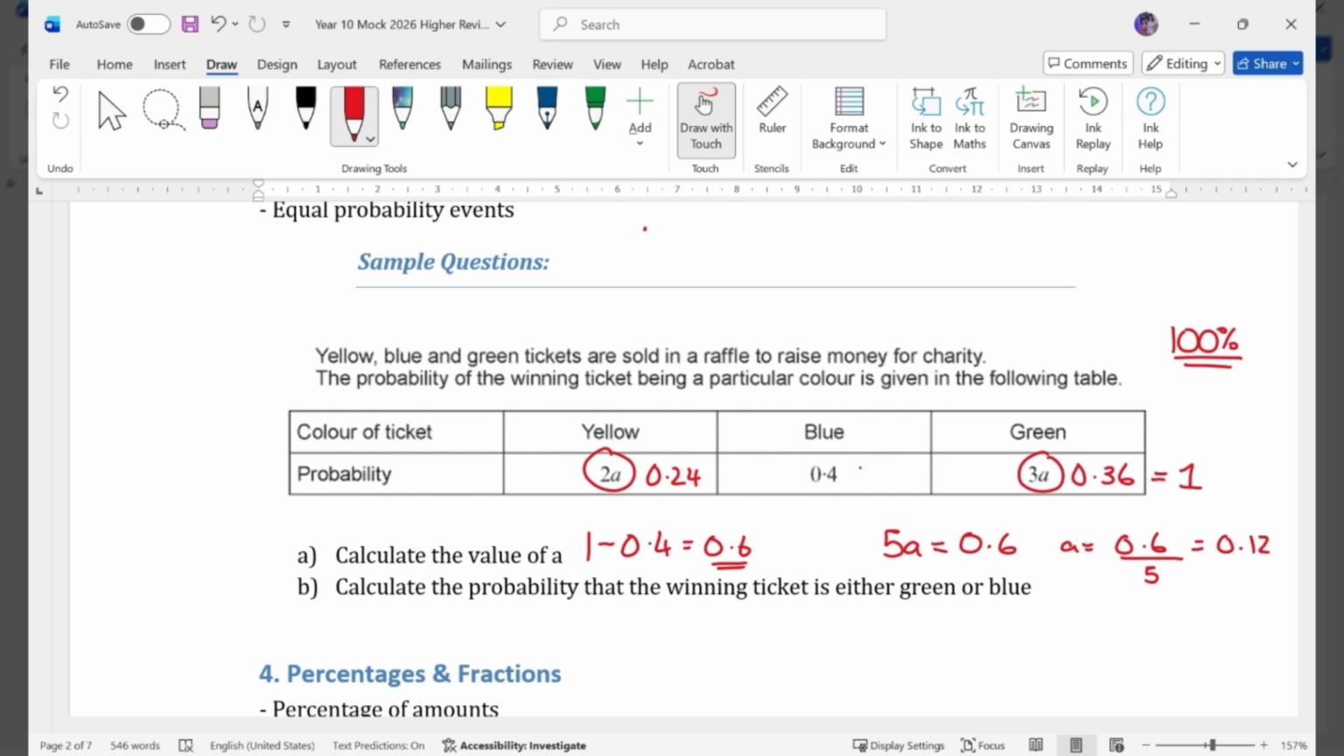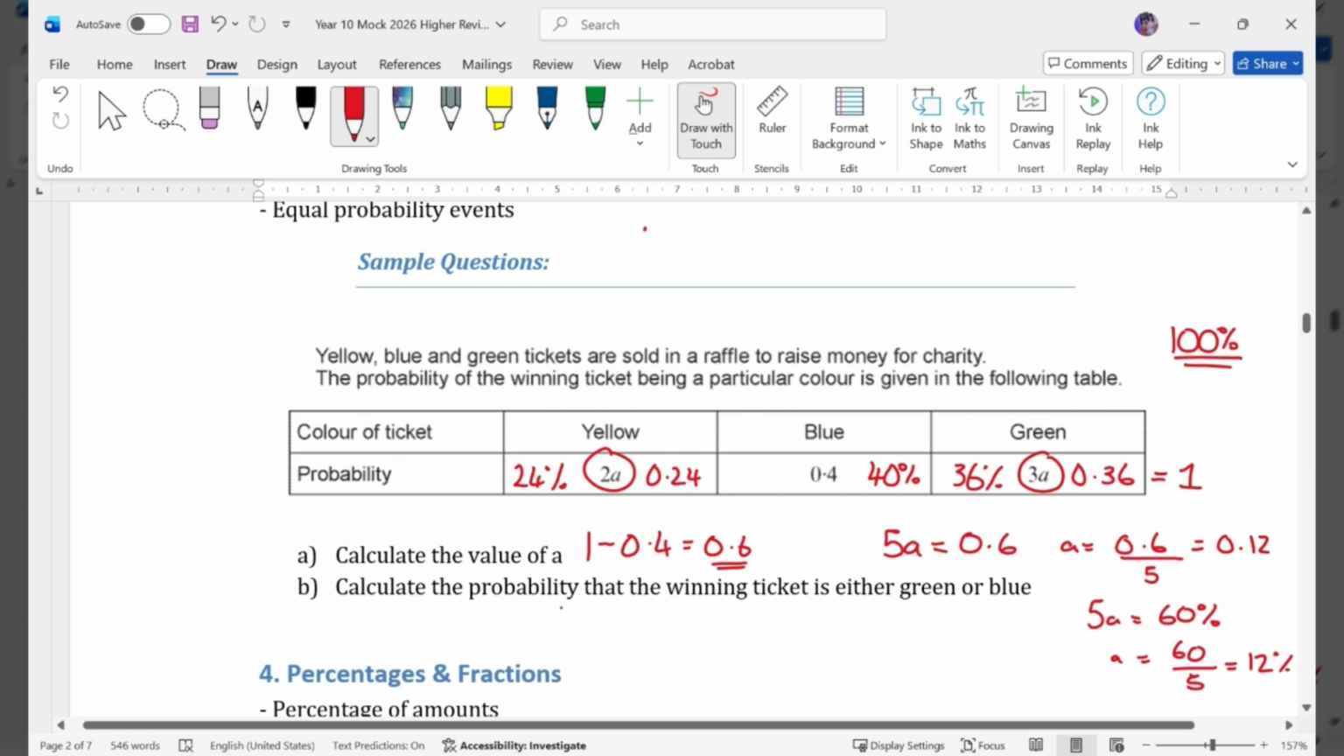However, you may have preferred to do your workings out as percentages and then convert them back. So if you'd thought of this as 40%, and thought of this here as 5A equals 60%, you may have preferred doing 60 divided by 5, which is 12, so that A is 12%, or as a decimal, 0.12. So this is 24% or 0.24, and this is 36%. So don't be put off in this question. If you think, no, it's easier to work as percentages, and then I'll just put my answers as 0 point, that's fine, okay? Calculate the probability that the winning ticket is green or blue.